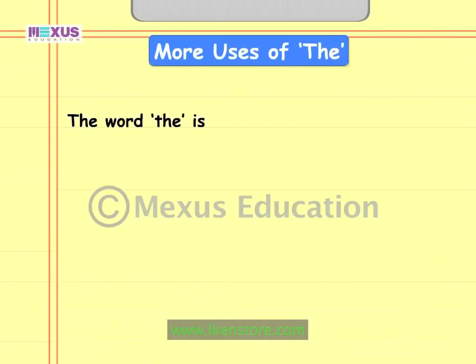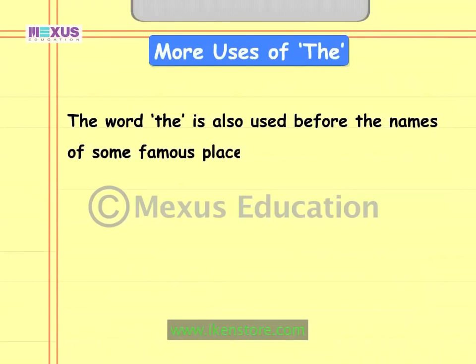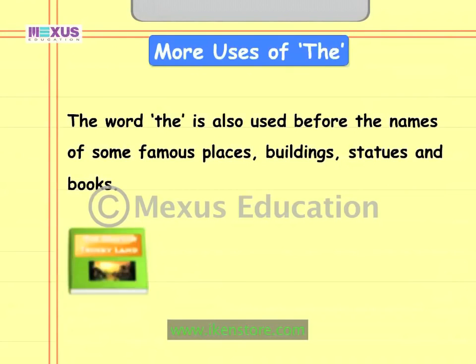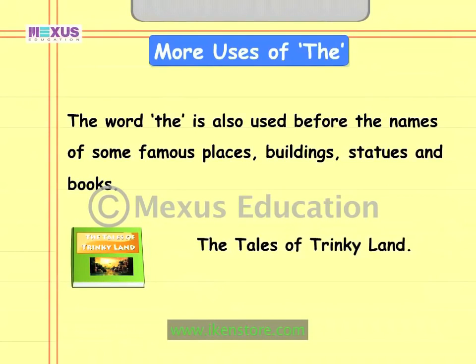The word the is also used before the names of some famous places, buildings, statues, and books. Zizi's favorite book is called The Tales of Trinky Land. In this phrase, the word the is used to refer to or point out the noun tales. Here, the is used to point out that the book is specifically about tales or stories of Trinky Land.